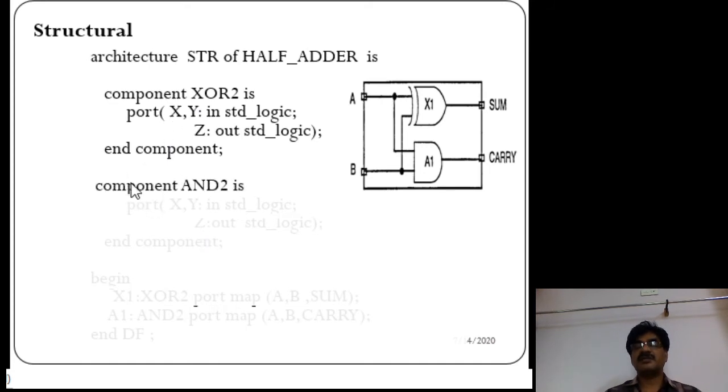Same as the previous one, with the word component AND2. Its meaning is two-input AND gate. Then its port is port of X comma Y, which means it has two inputs, one is X and another one is Y. Mode is in, followed by data type, that is standard logic. Next, it has only one output, its name is Z. Mode is out, then data type is standard logic.